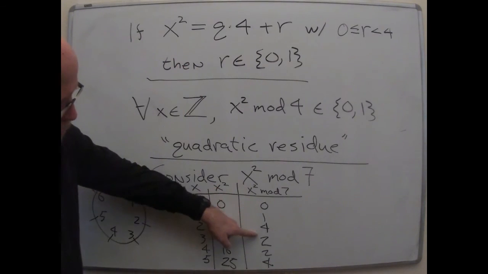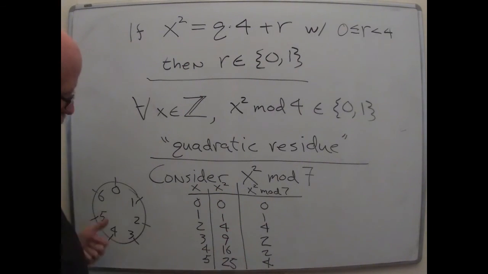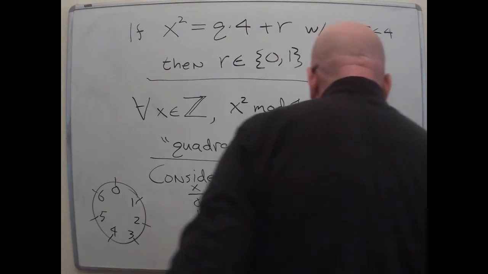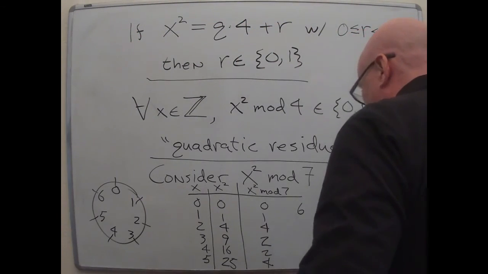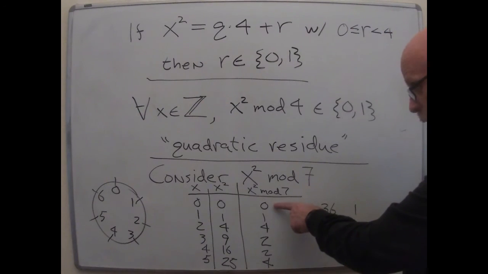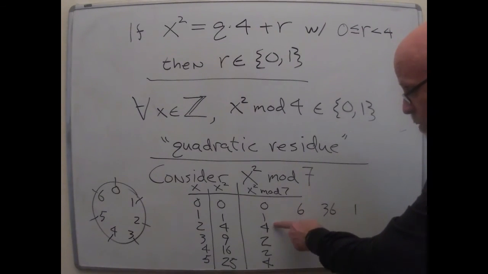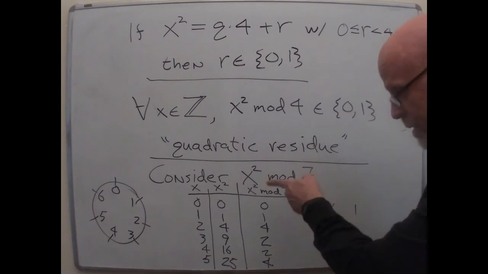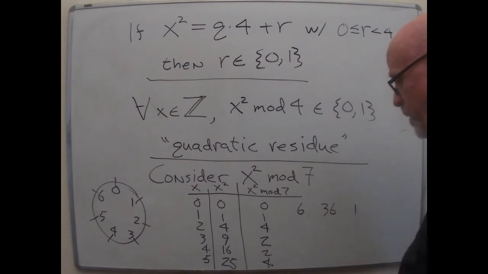You got 0, 1, 4, 2, and then you got 2, 4, and I tried to argue that the next row, which would have 6, 36, and 1 in it, is that. So the squares work this way in mod 7. They go 0, 1, 4, 2, 2, 4, 1, 0, and repeat. It just keeps going through the same cycle of 7 digits.